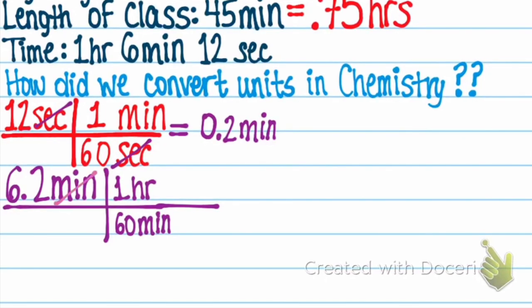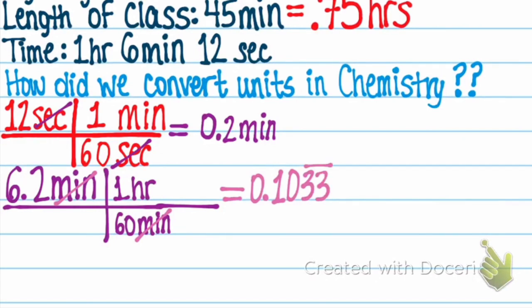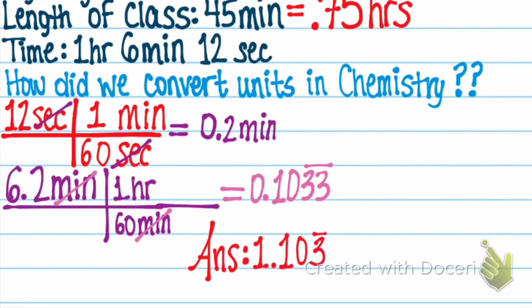While minutes cancels out, I'll use my calculator and divide 6.2 by 60. That gives me 0.1033 repeating. That is equal to the number of hours. I can take 0.1033 and tack that onto the existing hour to get my total measure of time, 1.1033 repeating hours. Now, don't let any of what we just did overwhelm you.